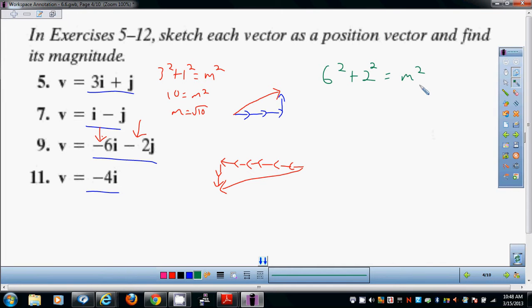So 40 equals m squared. So what's m? Ooh, you actually gave it to me in reduced form. Muy bien. That's very bien, in case you all don't speak Spanish.